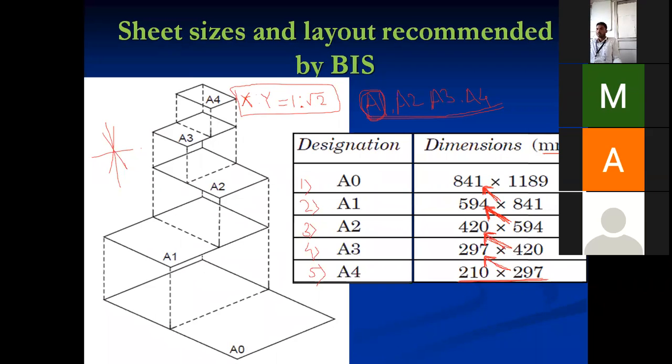And finally, whatever question I have asked: which is the smallest sheet size from this standard drawing sheet? A4. And which is the largest sheet size? A0. So these things are there in this, nothing else. Whatever procedure I have given, it is something like this. Any problem related to this?